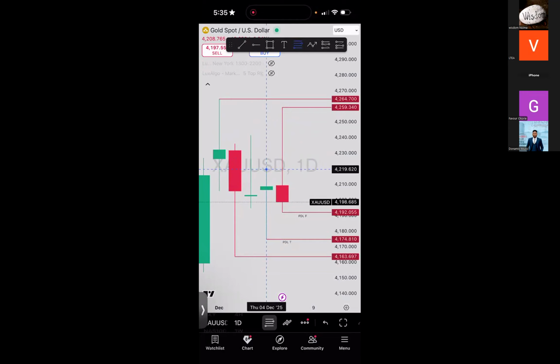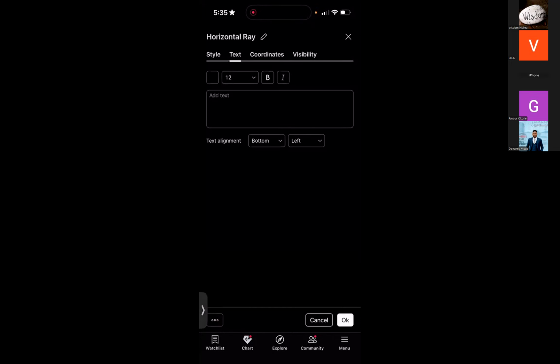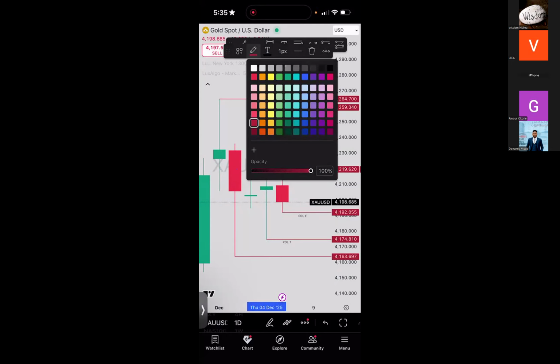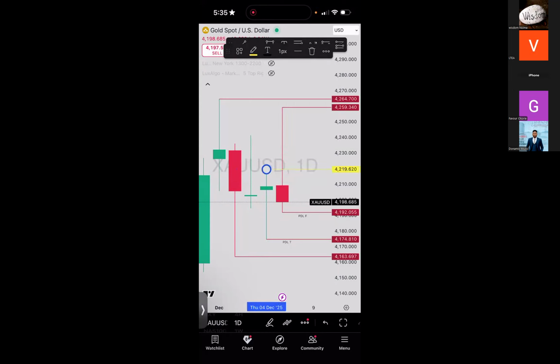But that area, just mark that out with another color first. Don't fib it. Mark it out with a line, just like you drew all those lines. Yeah, like that. Change the color, the style, that pencil. Put it blue or yellow. Okay. Now, that high, price can test it and sell.